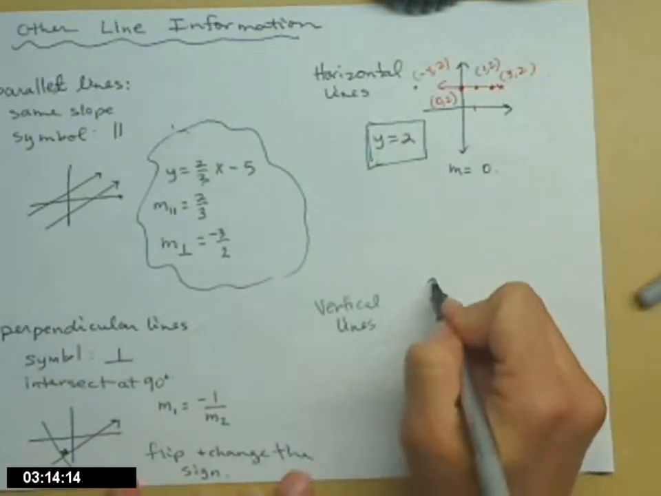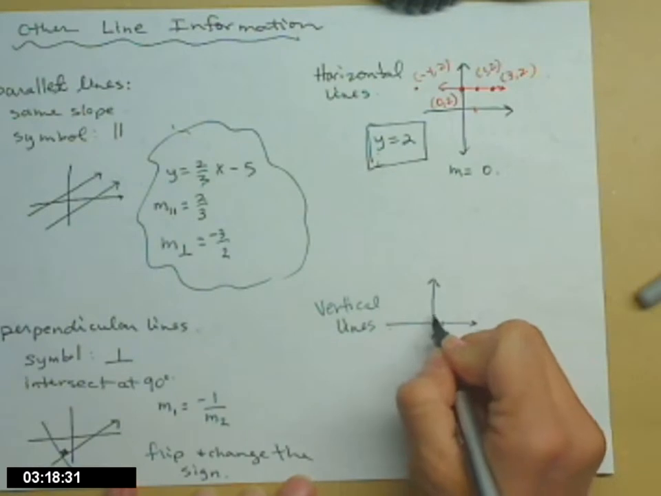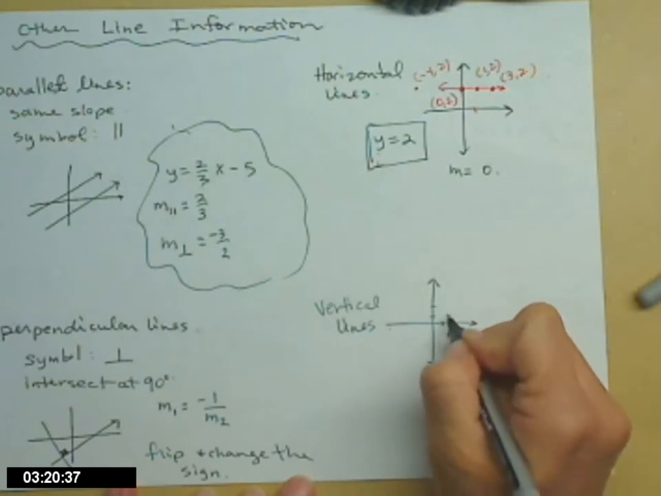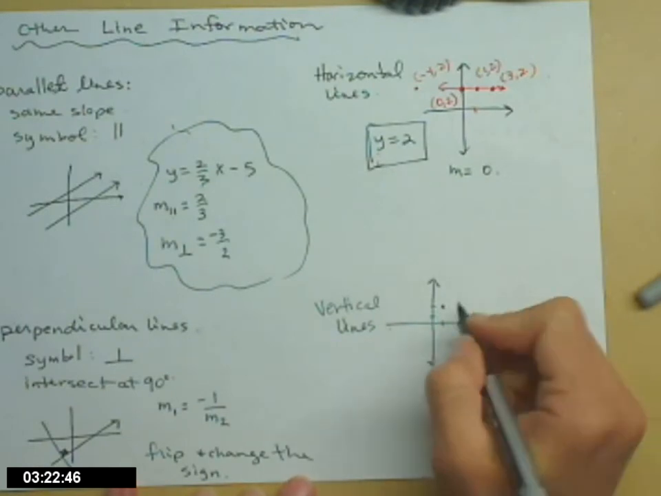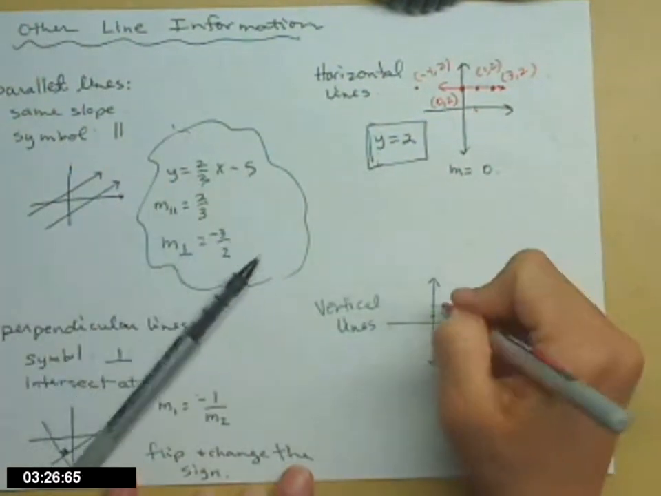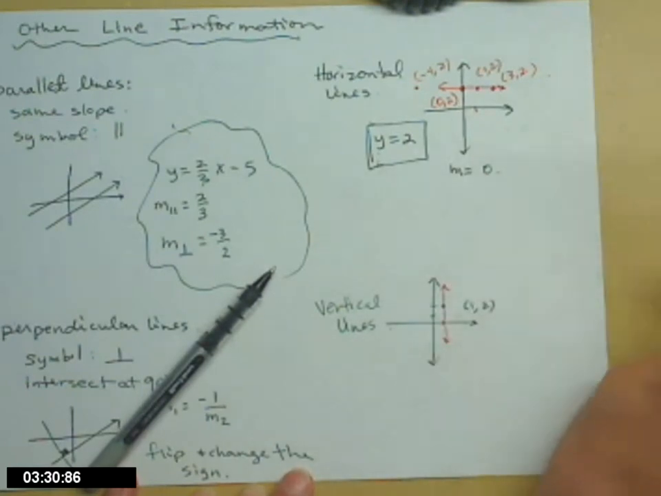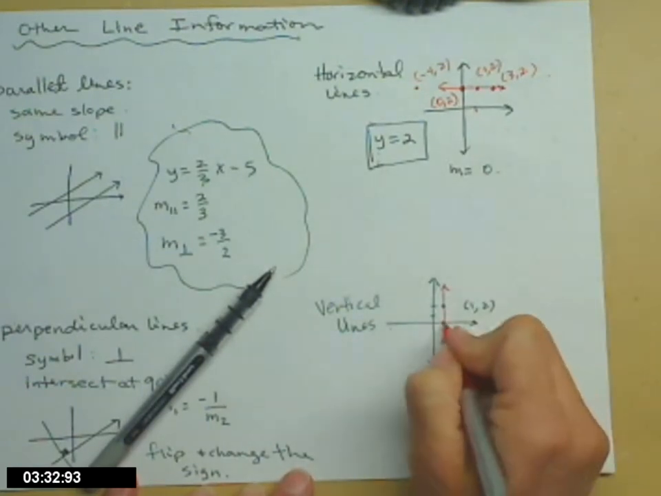For a vertical line, let's do the same thing. Let's look at the point 1, 2, and then let's draw a vertical line through it. Vertical goes up and down. And then look at any other point on that line.